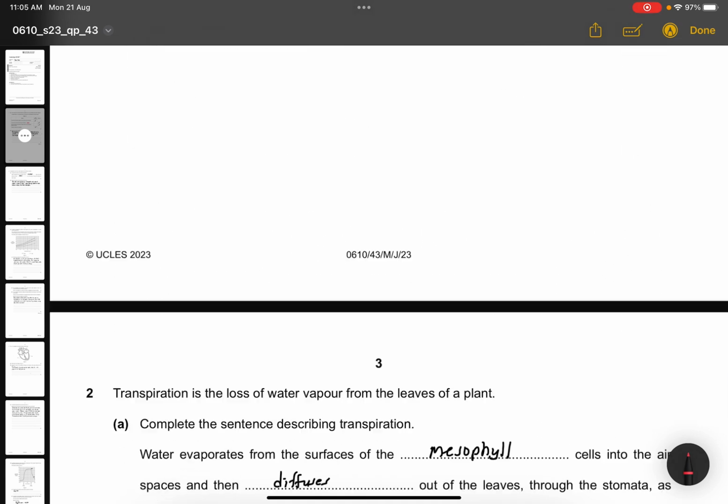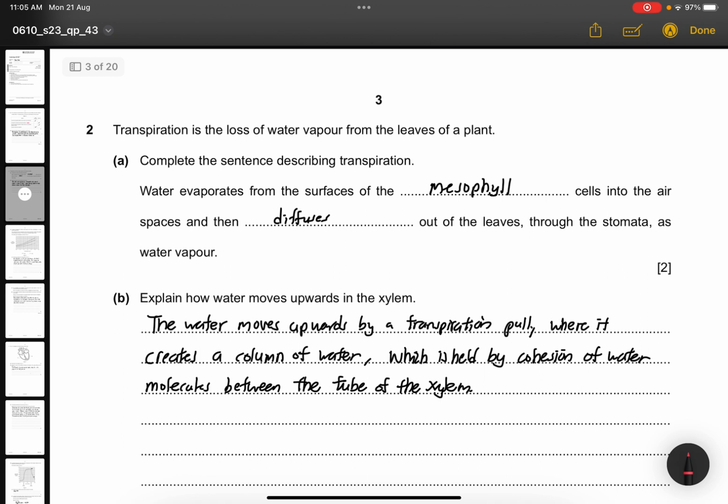Okay. Question 2. Transpiration is the loss of water vapor from the leaves of the plant. Complete the sentence describing transpiration. So water evaporates from the surface of the mesophyll cells into the air spaces and then diffuses out of the leaves through the stomata as water vapor. Technically, this is the definition of transpiration.